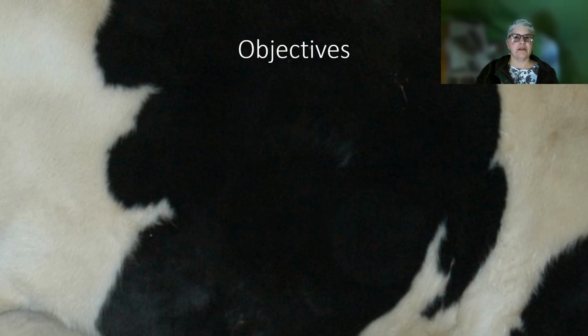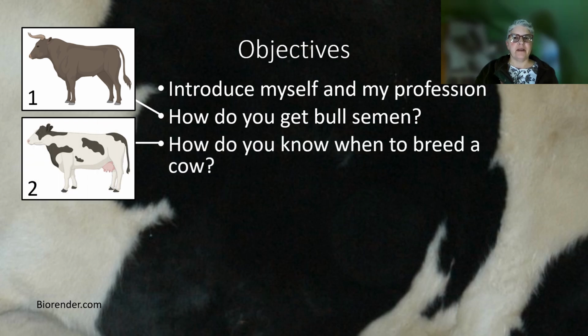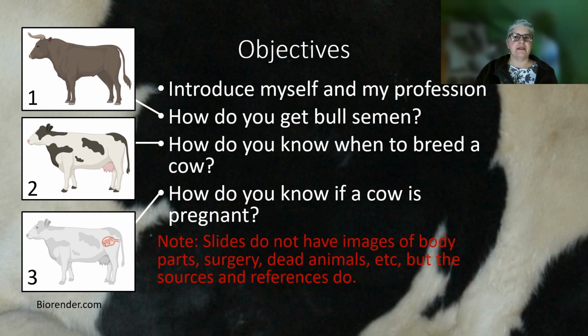By the end of this short talk, you should know a bit about my profession and these topics in bovine reproduction. How do you get bull semen? How do you know when to breed a cow? And how do you know if a cow is pregnant? I hope that I can inspire some of you to learn more about this on your own, although I have included a warning that you proceed with caution since veterinary websites do tend to show images that some may find upsetting.